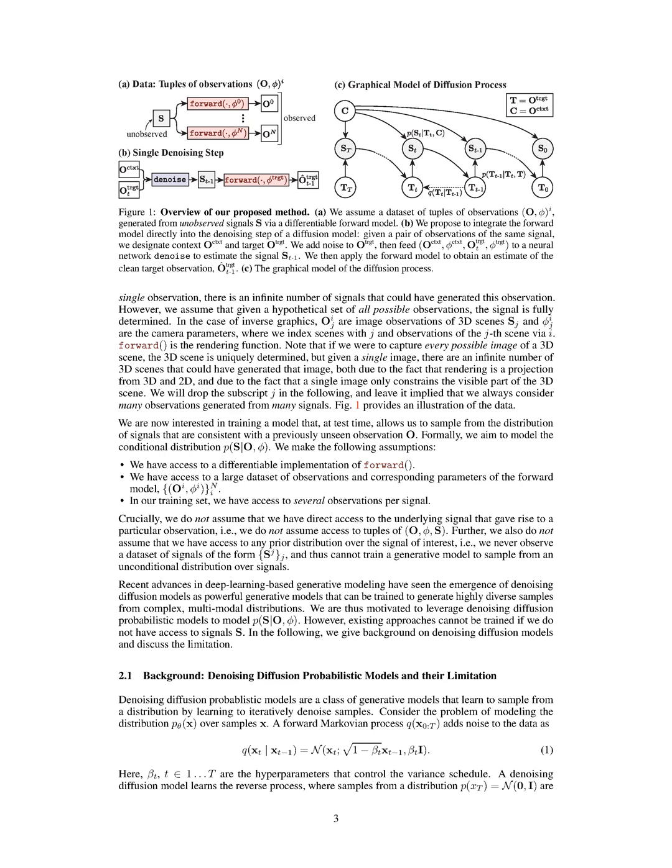The method assumes access to a differentiable implementation of the forward model, a large dataset of observations and corresponding parameters of the forward model, and several observations per signal in the training set. The method leverages denoising diffusion probabilistic models to model the conditional distribution P(S | O, phi), but existing approaches cannot be trained if signals S are not available. Section 2.1 Background. Denoising diffusion probabilistic models and their limitation.